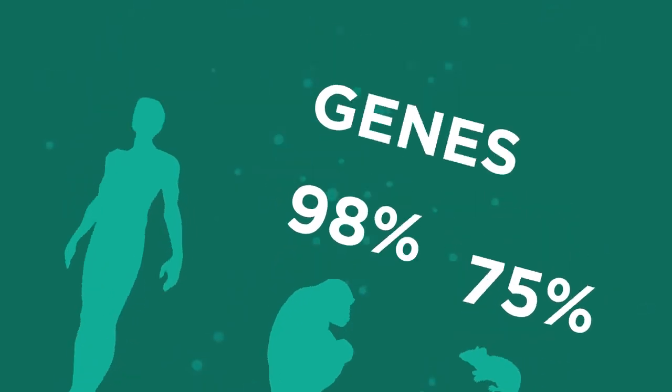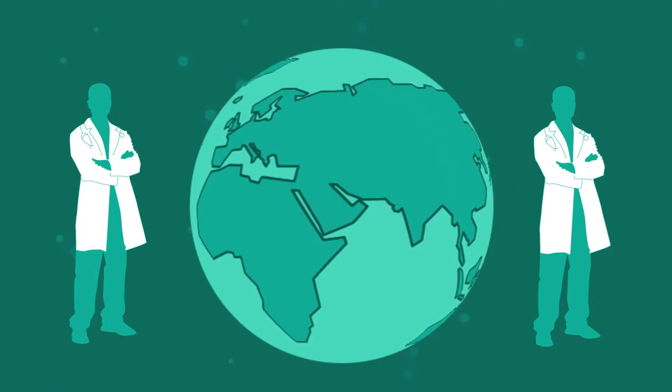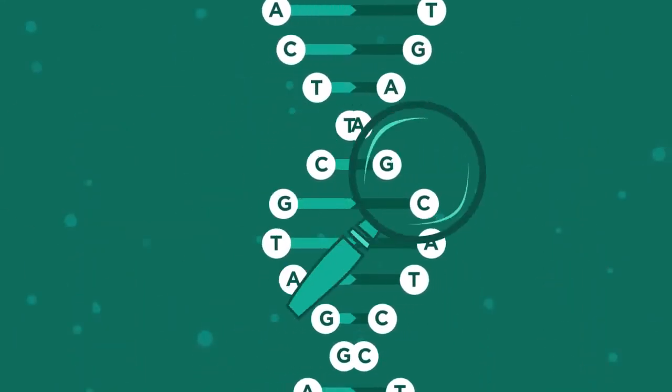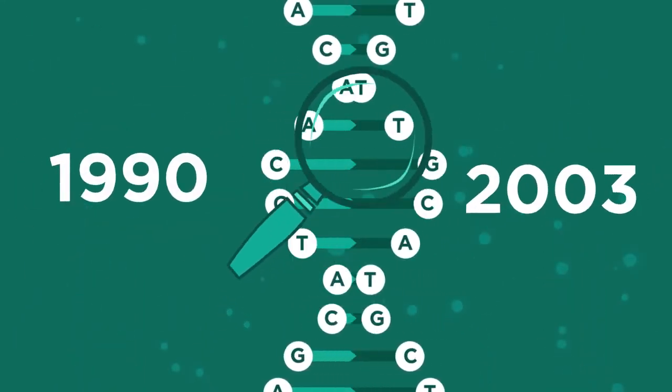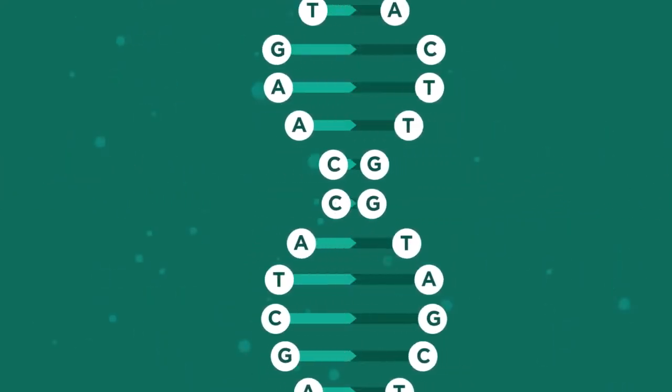The Human Genome Project was an enormous project that saw scientists around the world collaborate to work out the sequences of bases in the human genome. The project started in 1990 and was completed by 2003, 2 years ahead of schedule.